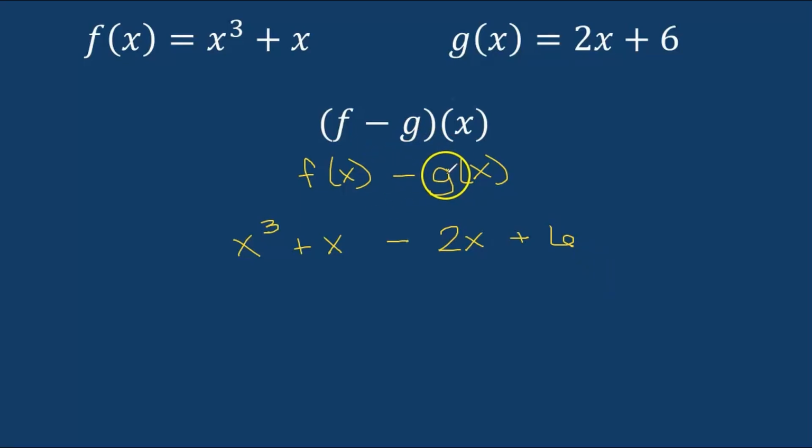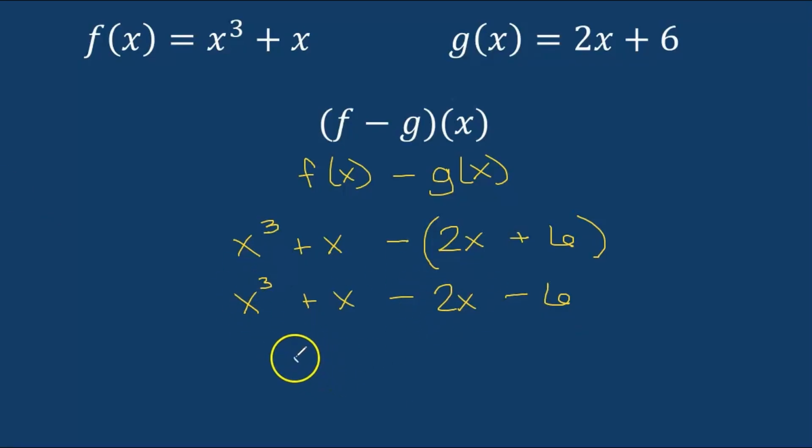This says you're supposed to subtract the entire g of x function, which means that we need to make sure to treat this like it is in parentheses. We're subtracting the whole function. That's going to change the sign of everything that's inside of g of x. So this is minus 2x, and this negative is going to distribute and create a negative 6. So that's a really important distinction.